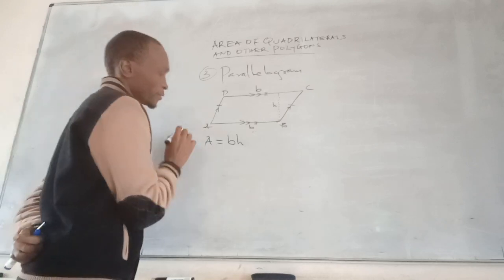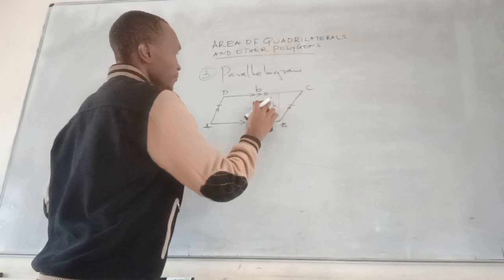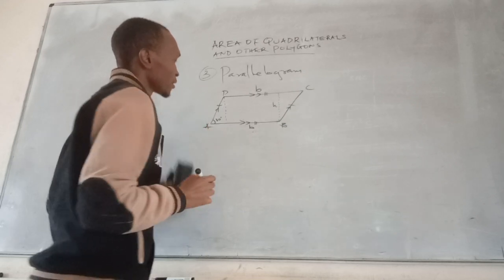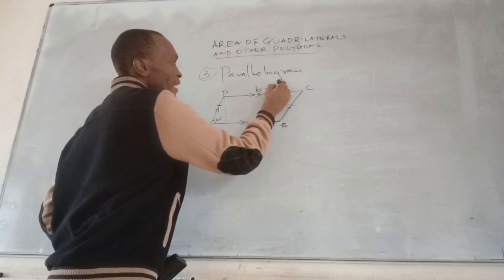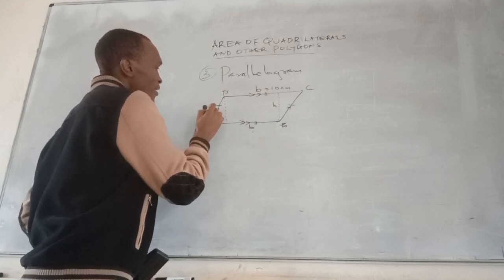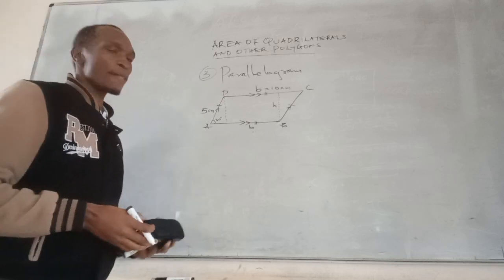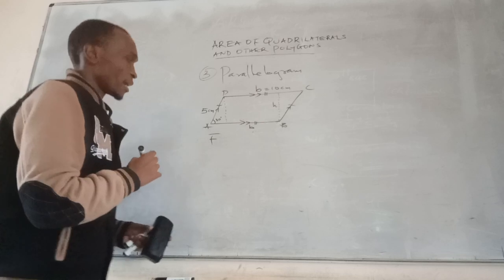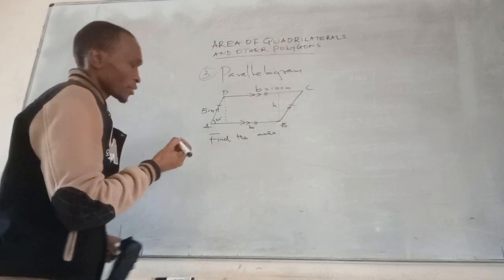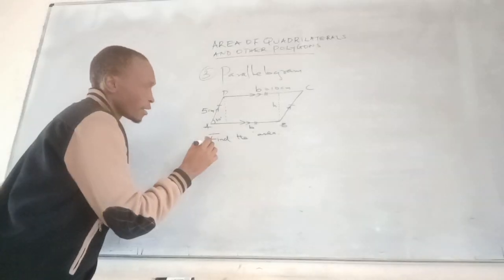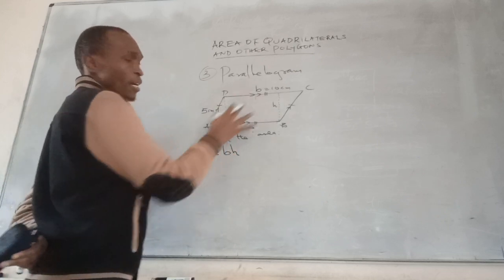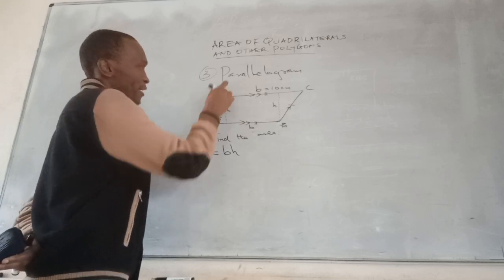So sometimes you may be given an angle. Let's say you are given an angle 30 degrees here. Then you are given the length. Say the length here is 10 centimeters. And you are told that this is 5 centimeters. Then you find the area of that parallelogram. So this is how you go about it. Area equals B times H. So in this figure, we have not been able to find H, the height.